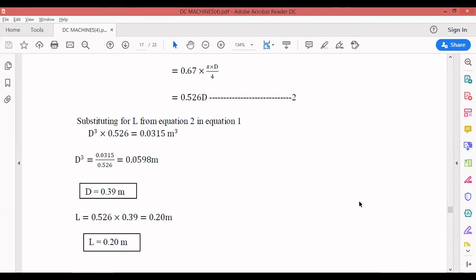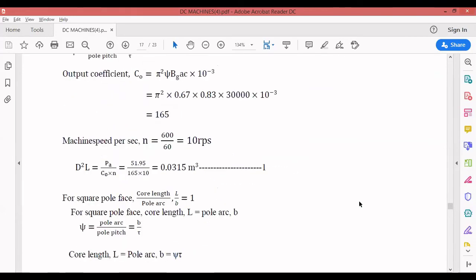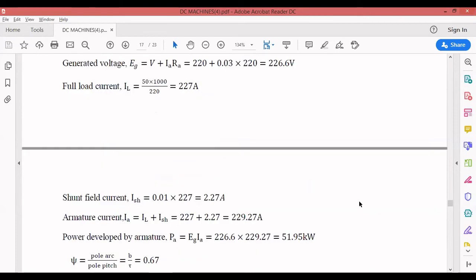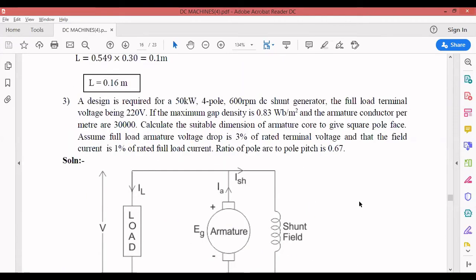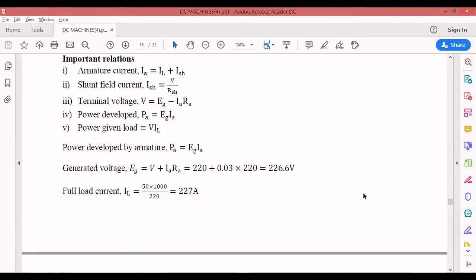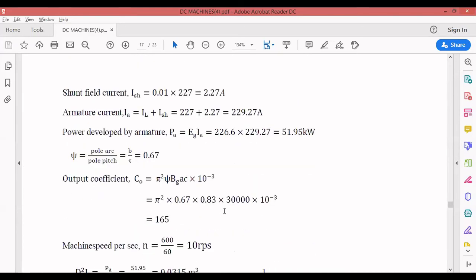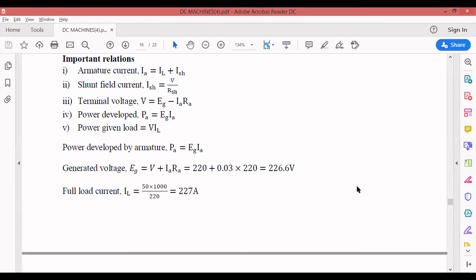If you see in this problem, they have not given efficiency, they are given some losses, okay, with respect to field losses or with respect to armature losses. Then you have to calculate the power developed by the armature using this relation. A very important problem. This problem has been asked several times. Okay, this is one type of problem.